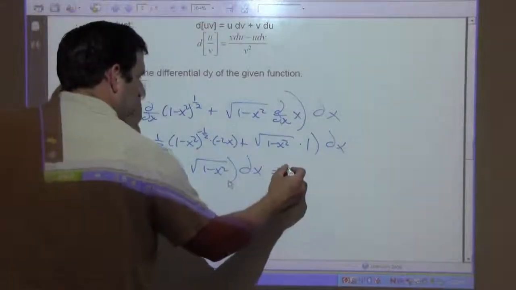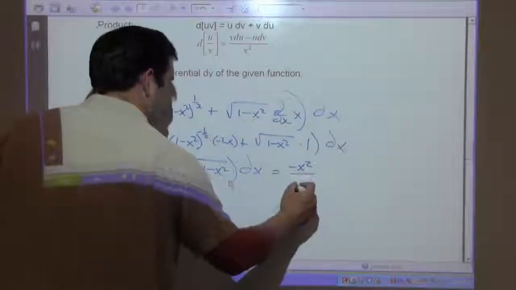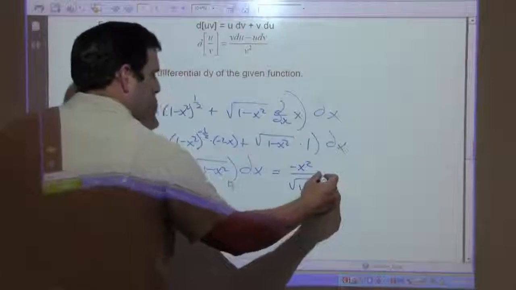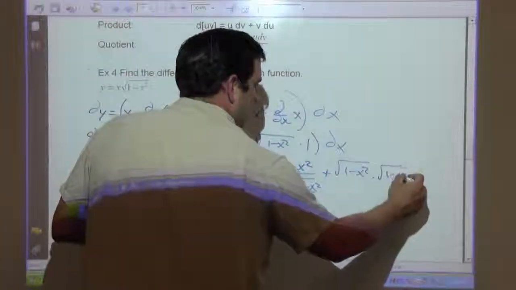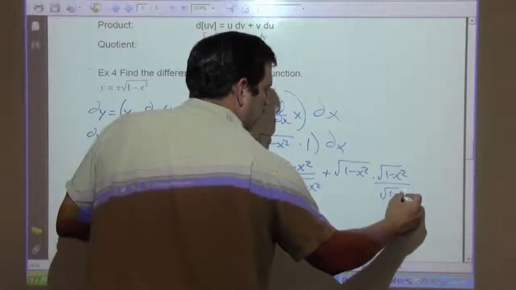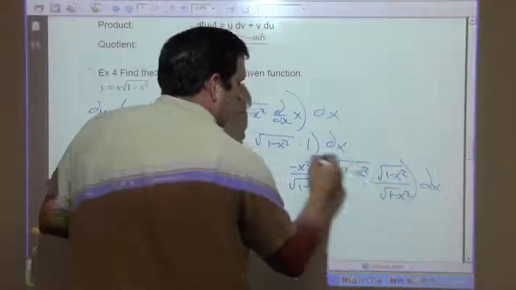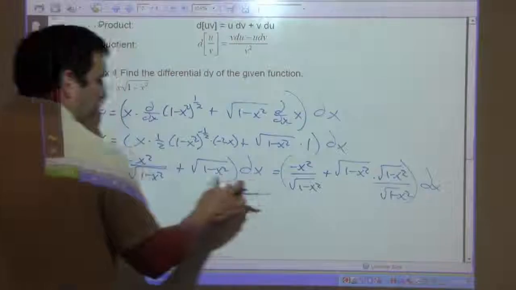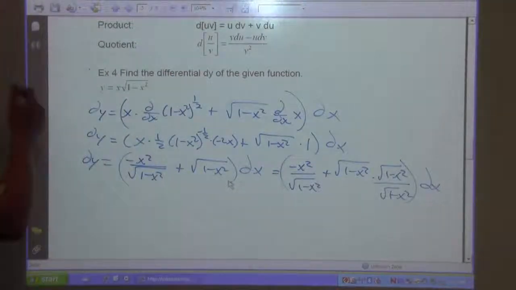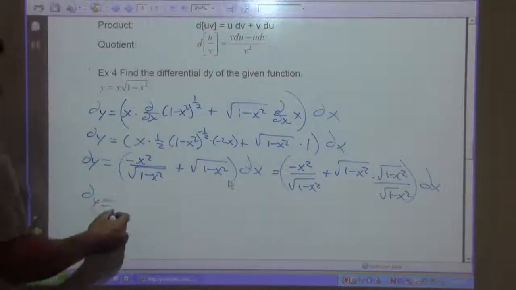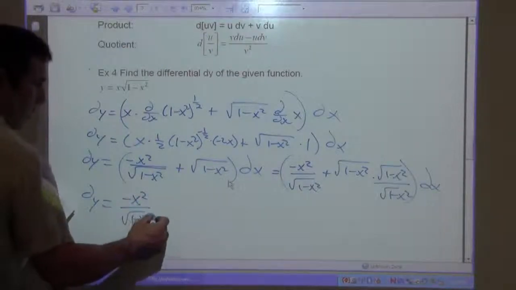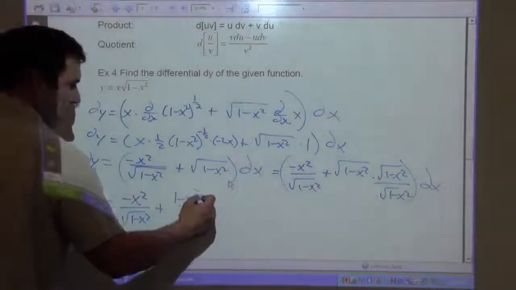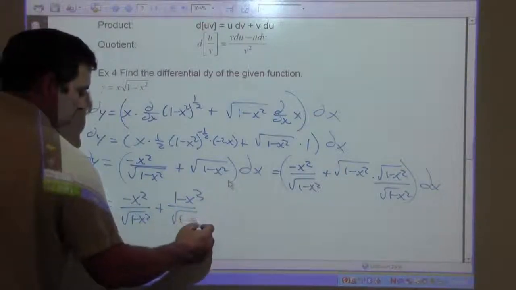And that'll become negative x squared over the square root of 1 minus x squared plus the square root of 1 minus x squared times the square root of 1 minus x squared over the square root of 1 minus x squared dx. And that's if we want to combine them, common denominator. This could be a final answer if we wanted it to be. dy would end up being negative x squared over the square root of 1 minus x squared plus 1 minus x squared over the square root of 1 minus x squared.